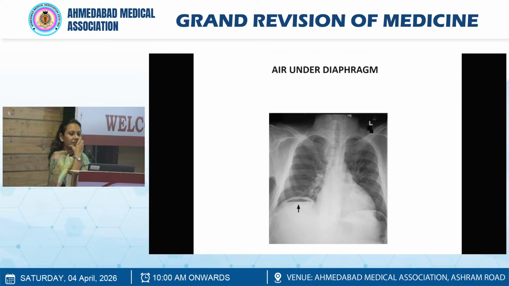What is this? And is it normal? Okay. Anything else in this X-ray?